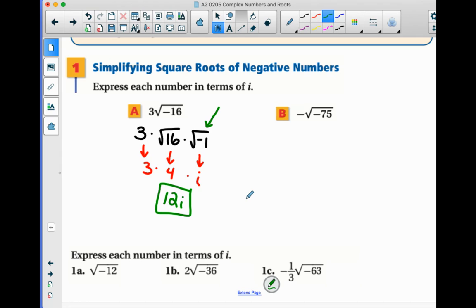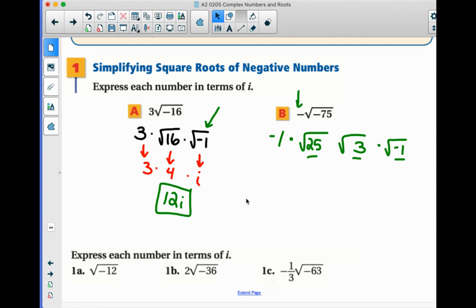So on B, that negative on the outside is kind of like -1, right? So if we spread this stuff out, a perfect square in regular 75 would be 25. It's 25 times 3. But we also have this negative here. So we're going to do times -1. Because 25 times 3 times -1, that gets us that -75.